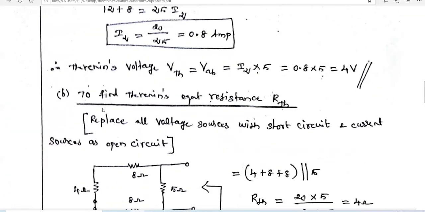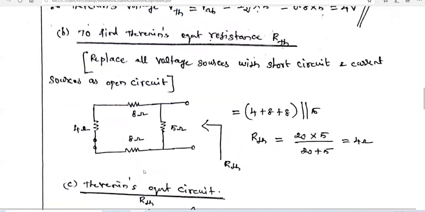Then the second step is to obtain the Thevenin's equivalent resistance. While calculating this, we have to deactivate all voltage sources and current sources, so that only resistances, only impedances, remain. If voltage sources are there, we short circuit them. If current sources are there, we open circuit them. That's why we get the diagram like this. Using series-parallel combination, you find the total resistance across the terminals A and B, and we will get the answer.